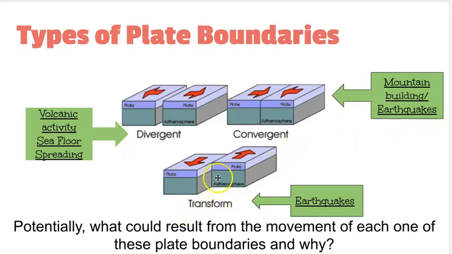And then we have transform boundaries, where one boundary pushes past the other boundary. And from there we get earthquakes. And we see this with the San Andreas Fault in California, which is the large fault in California that creates a lot of the earthquake activity in California. So hopefully now you can answer this question in your guided notes. What earth change or geologic feature could result from the movement of each one of these plate boundaries, and why? What would you see at transform boundaries? What would you see at convergent boundaries? And what would you see at divergent boundaries?